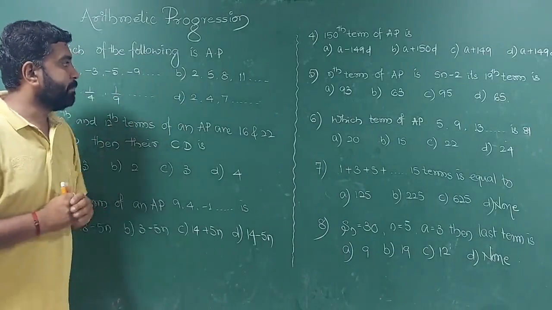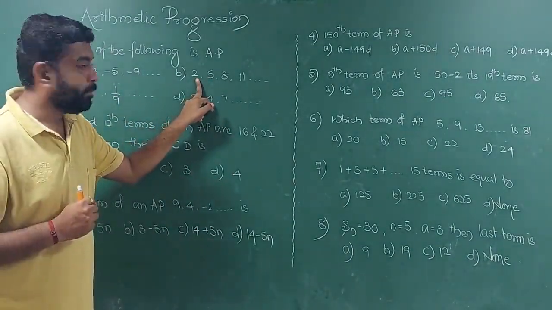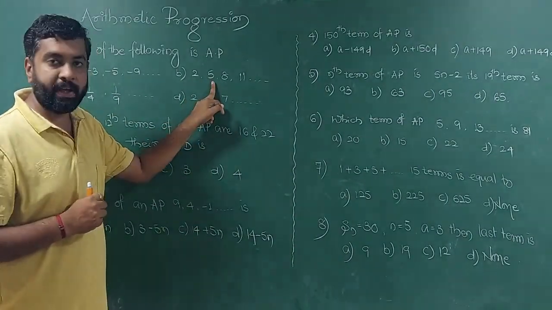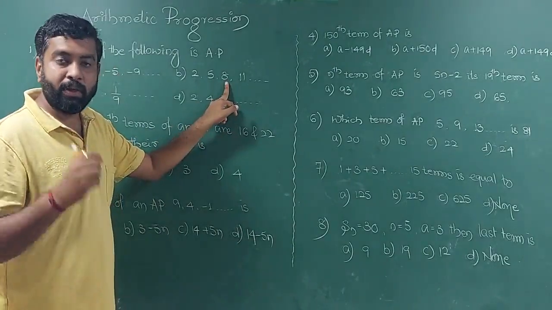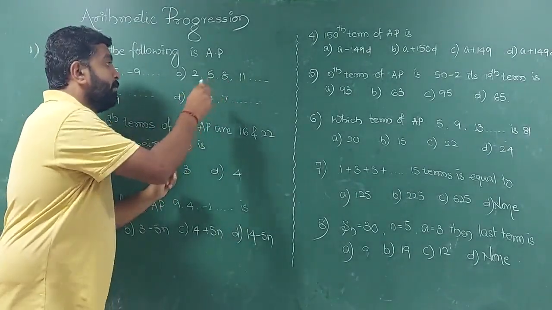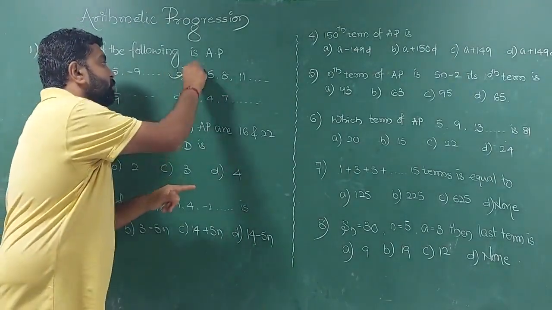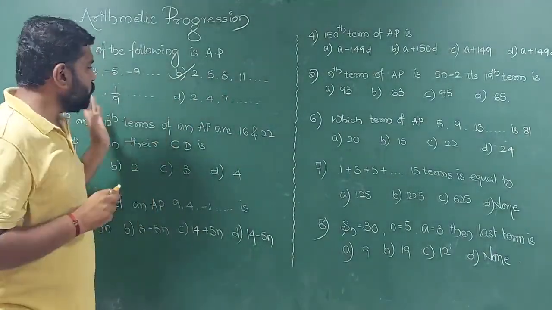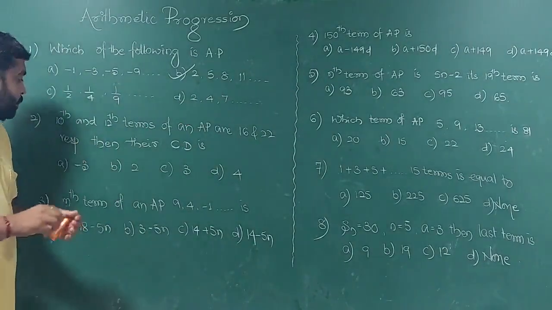I'll come to the next one. Here 5 minus 2. 5 minus 2 gives me 3. Next 8 minus 5. 8 minus 5 gives me 3. And 11 minus 8 gives me 3. So common difference is same throughout the sequence, hence this option is correct. So no need to check remaining two. I'll come to the next one.